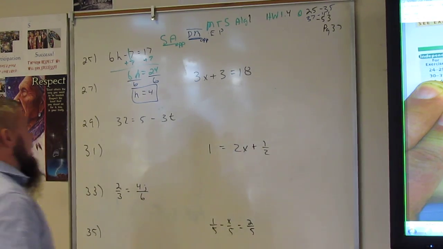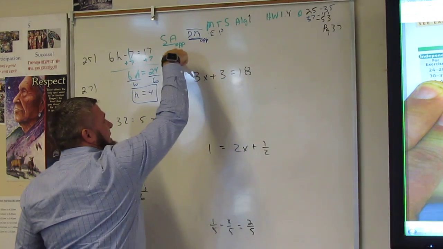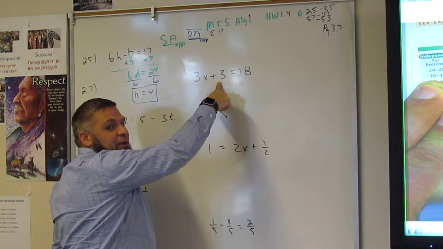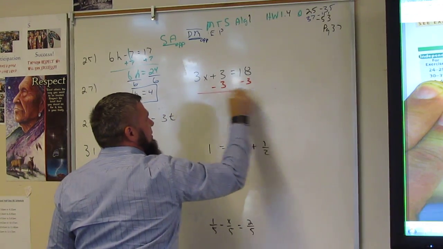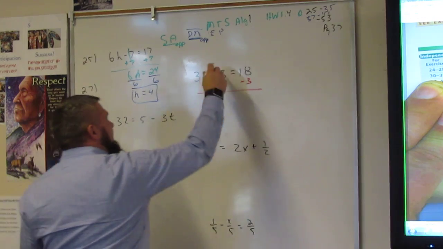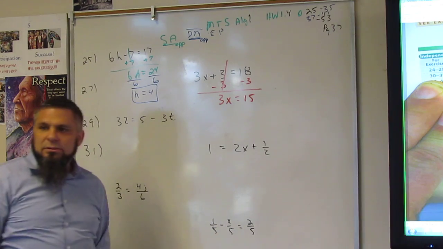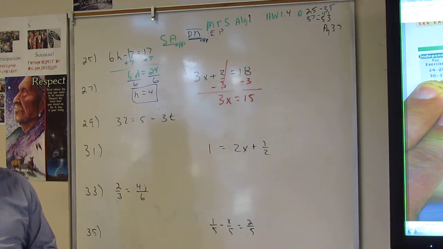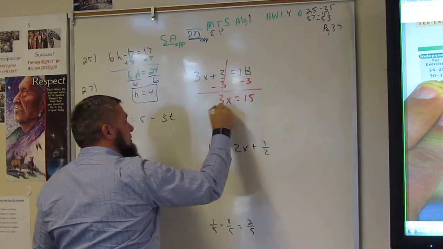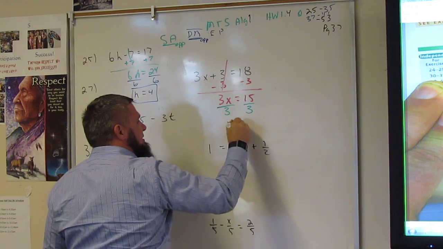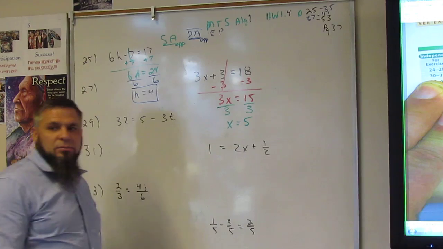Same thing here. For 27. SADMEP. SA, the opposite of adding 3? Subtract 3. What I do to one side, I do to the other. So I have 3x equals 15. Change the color. What's the opposite of multiply? Divide. Do it to both sides. I have x equals 15 divided by 3 is? 5. There you go. We're done.